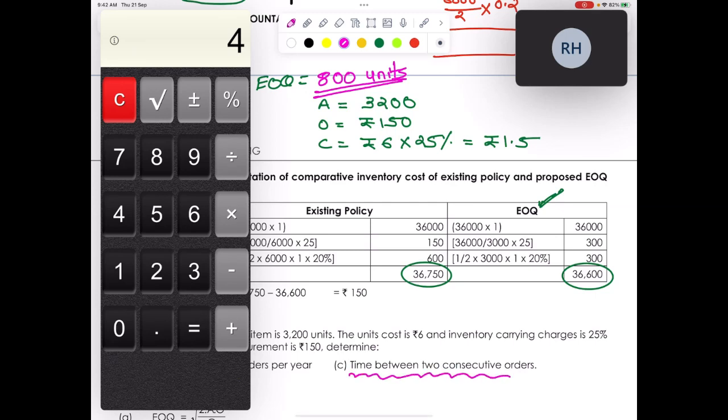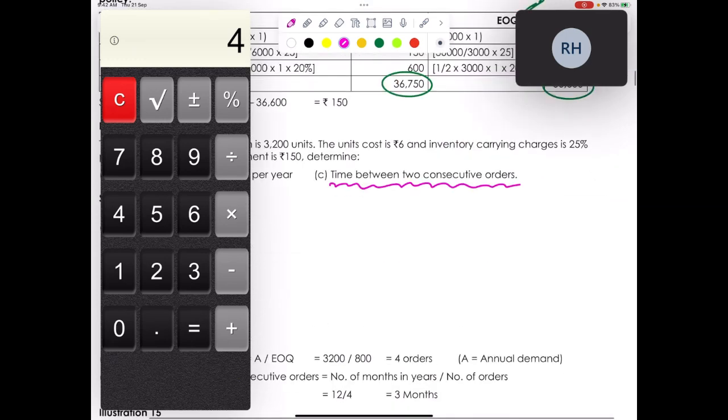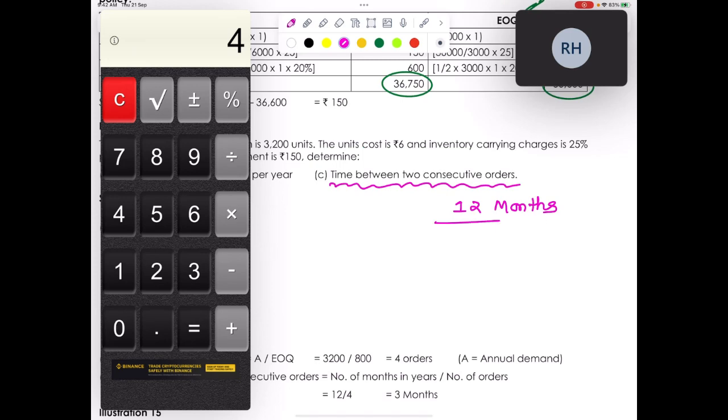Time between two consecutive orders. It's very simple, my dear student. In a year, we have 12 months, divided by how many orders we have to place in a year? 4 orders per year.